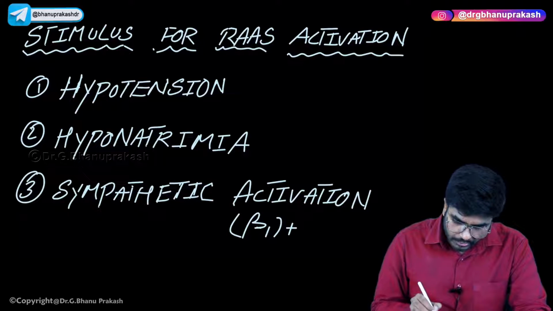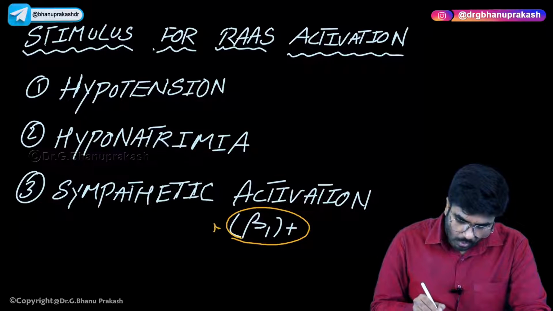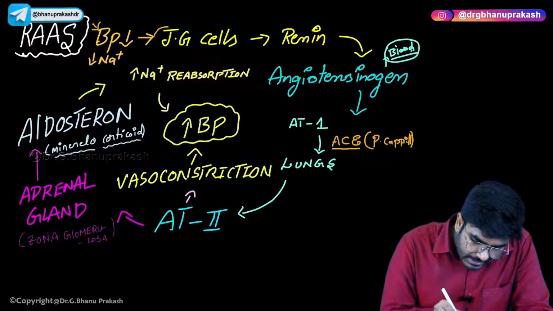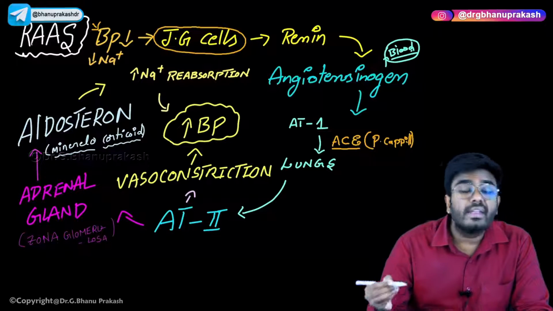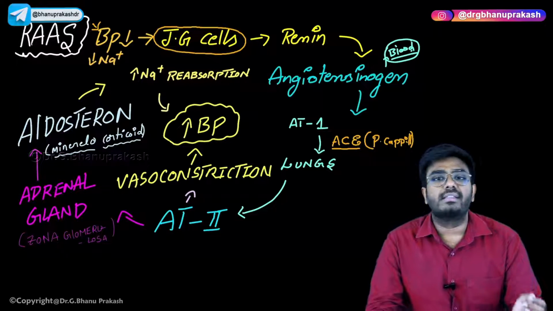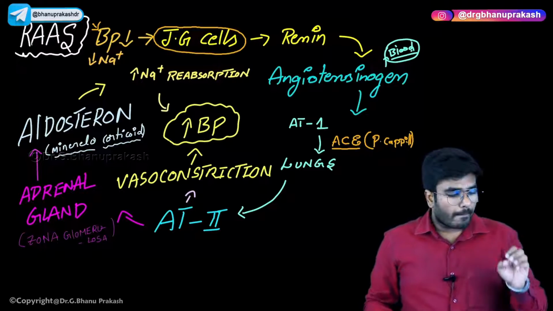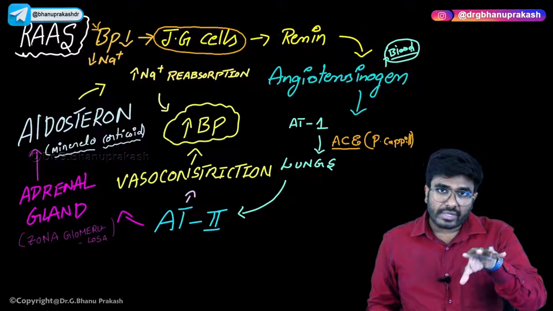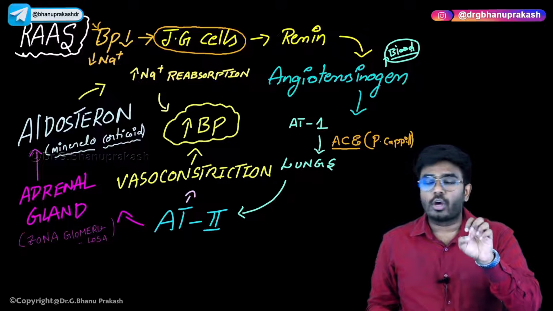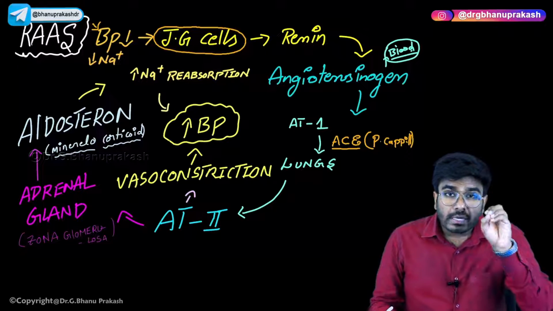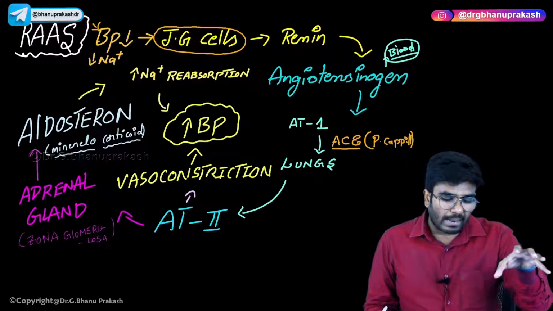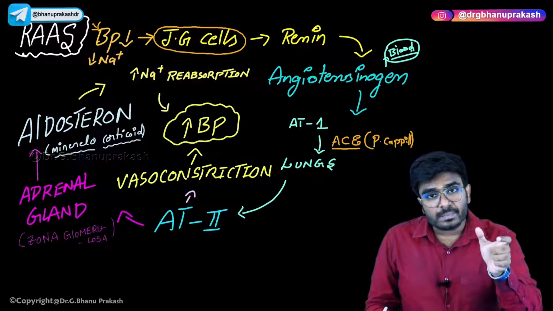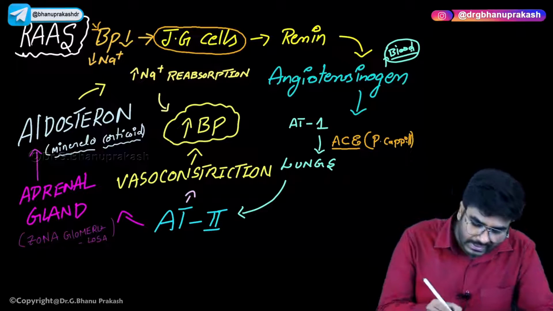Now, the important point you need to keep in mind here is this beta 1. What is this beta 1, sir? You can ask me. Please look at here, guys. See the JG cells, where are they present? They are present at the level of nephrons. For example, right now, my sympathetic system is getting activated. If the sympathetic system is getting activated, it's going to produce catecholamines, it's going to release norepinephrine and epinephrine. Now, that norepinephrine and epinephrine have to come and act on the JG cells. So, for that, there should be some receptor present at the level of JG cells. So, what is that receptor, sir?